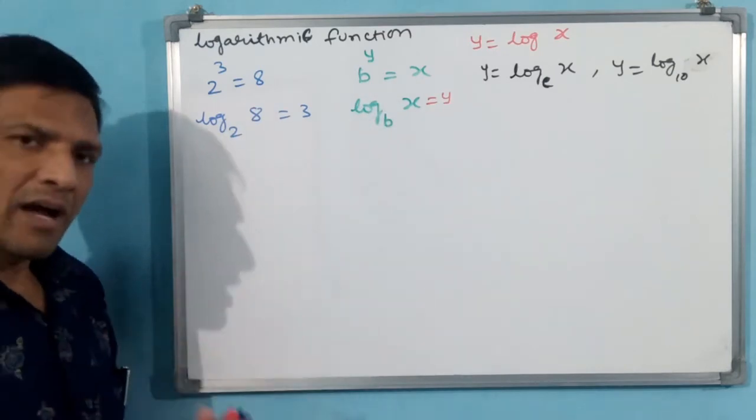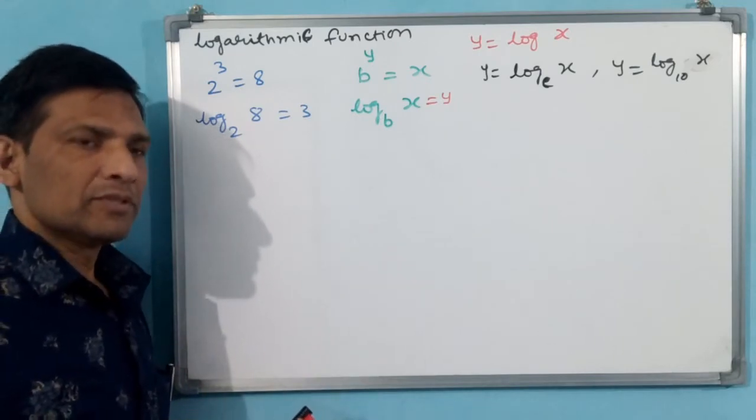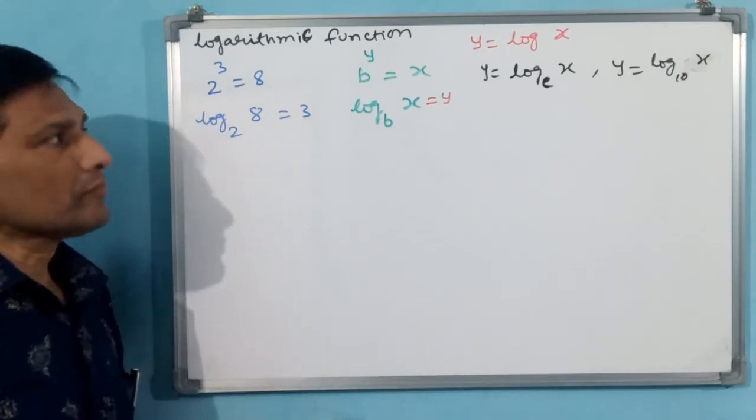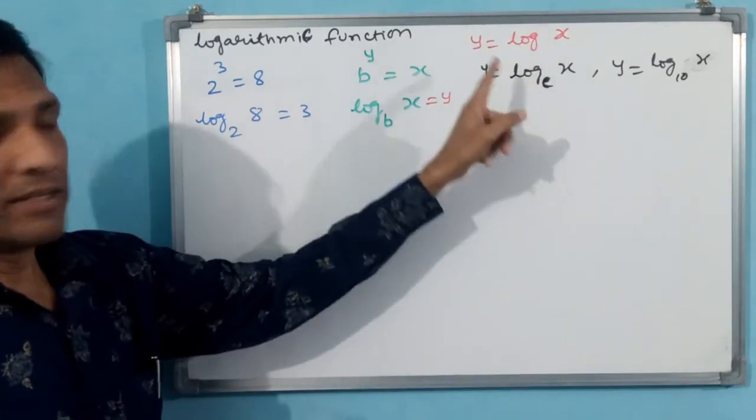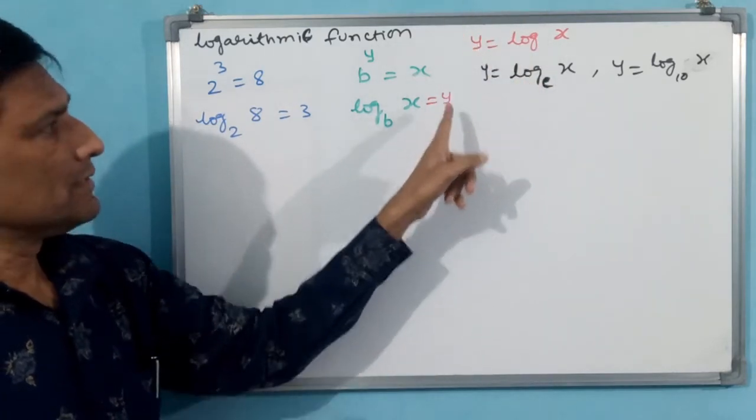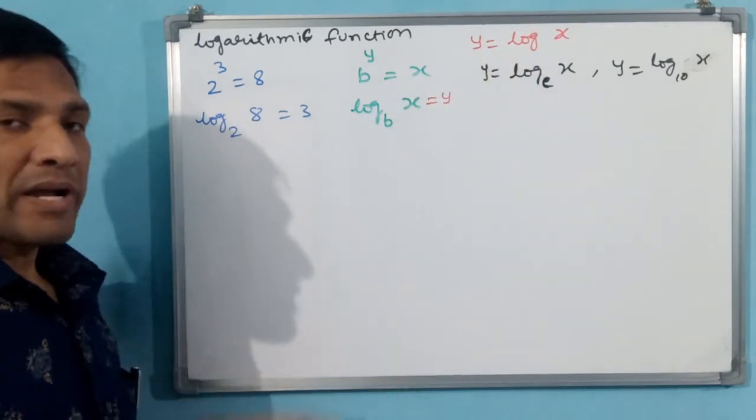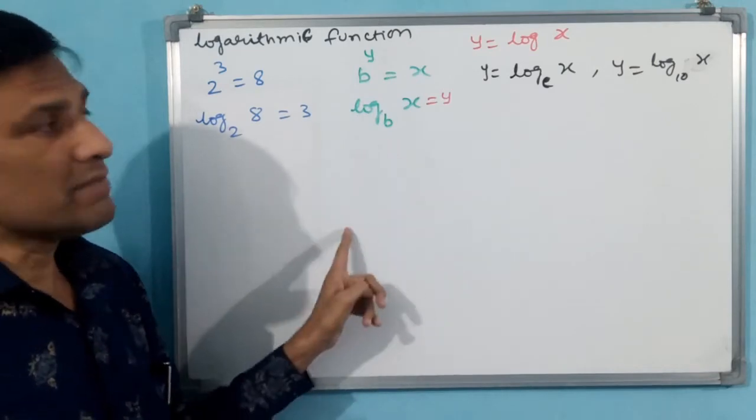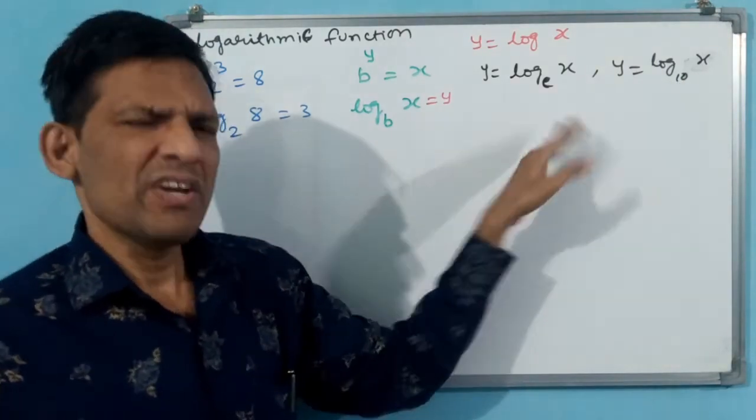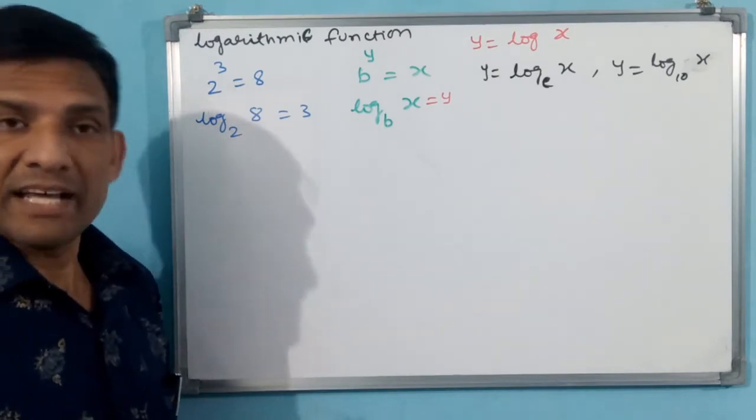B, you write or not write. If you don't write the base, the base will be e, the Euler number. Y is equal to log x, you take always this. But here, if you write y is equal to log x, automatically y will be the power. The base will be b. This base will be 10 or e or any other number also, but always the base should be greater than 1.